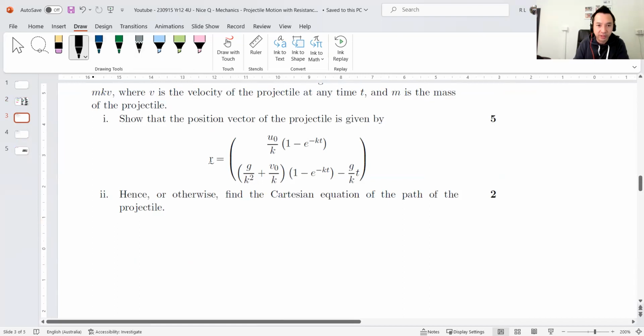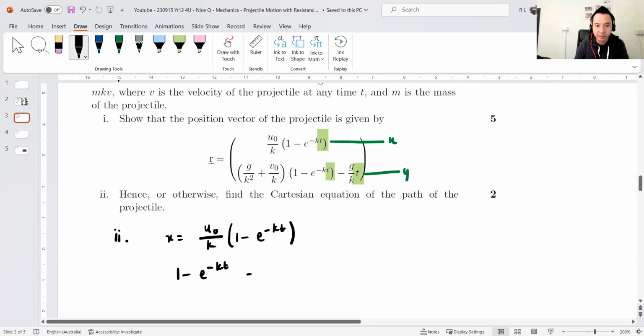is, if this is the x value and this guy's y, we have to make it Cartesian. I'm going to remove the parameter. So in this case, the parameter that we dislike is t. So from x, make t the subject so I can sub it in there. Since x equals u0 on k, 1 minus e minus kt, let's make this guy the subject here. So 1 minus e minus kt equals kx on u0.